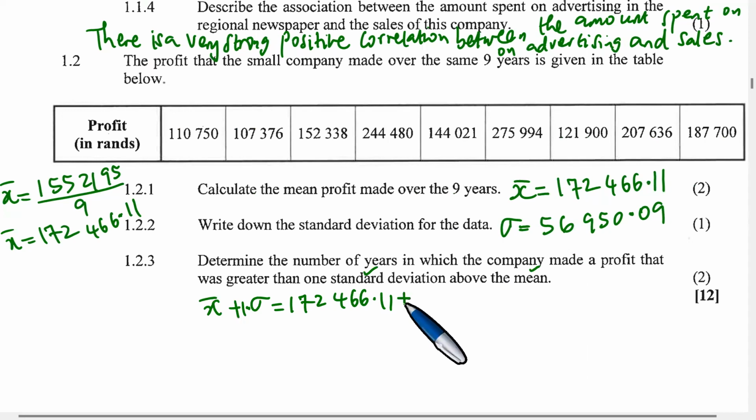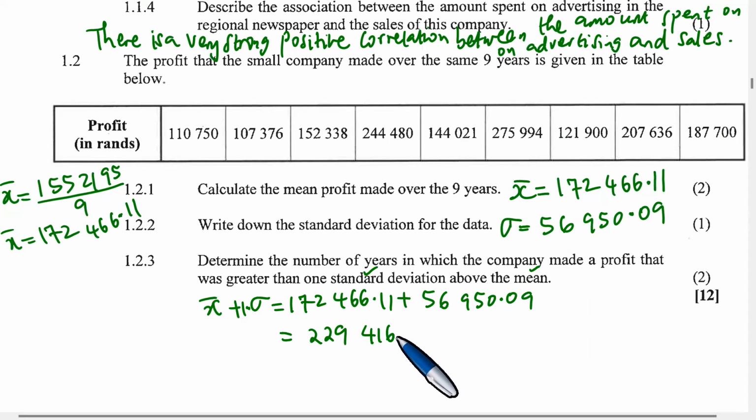And then you add to it 1 standard deviation above the mean. So it is 56950.09. If you use a calculator to add these things here, the result we're getting is 229,416.20. So this is X bar plus 1 standard deviation above the mean.